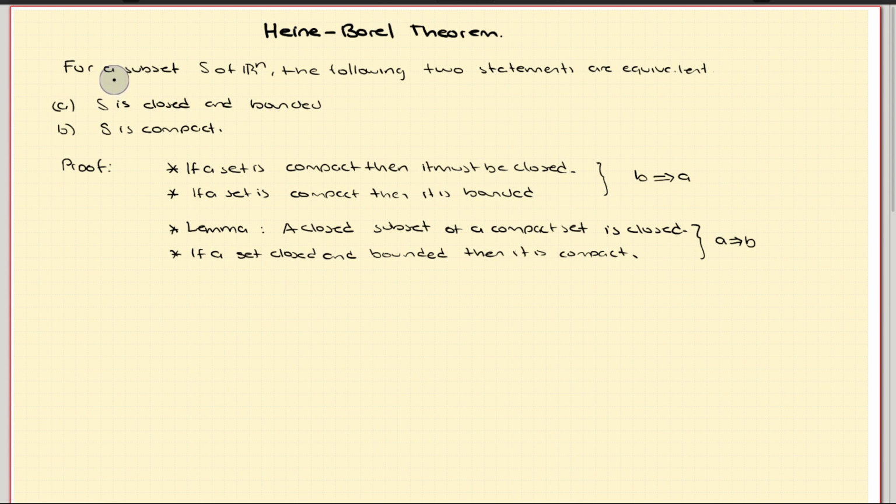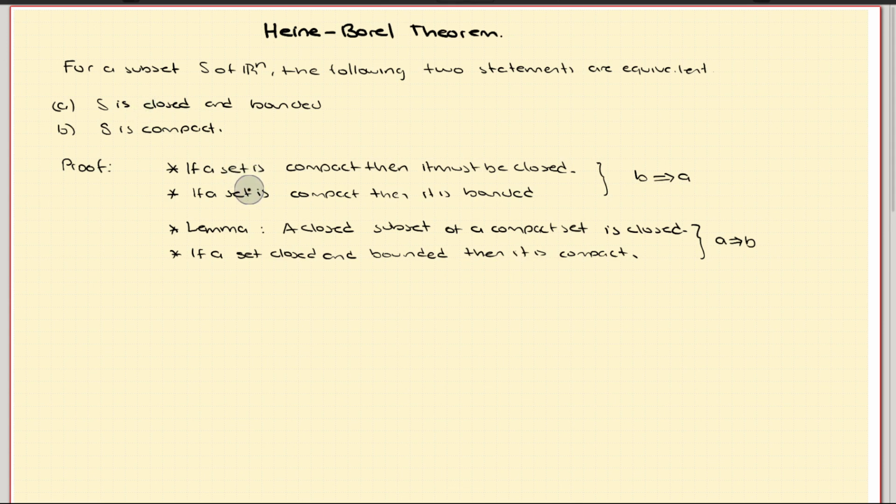The statement says that for a subset S of Rn, the following two statements are equivalent: S is closed and bounded if and only if S is compact. This is the statement of the theorem. It's easy and simple to state, as you see.